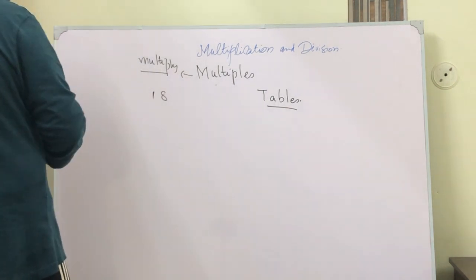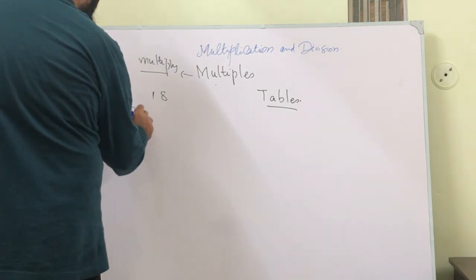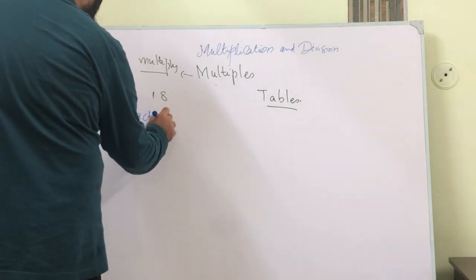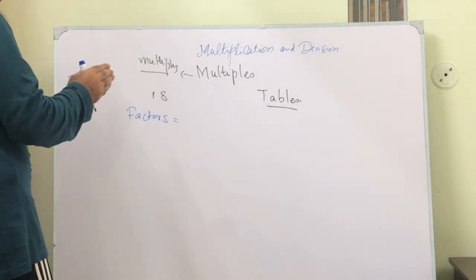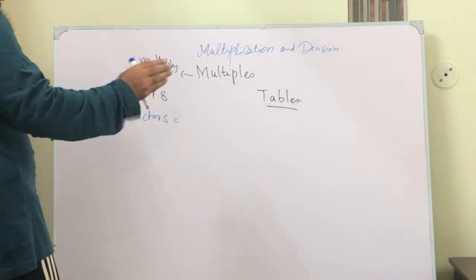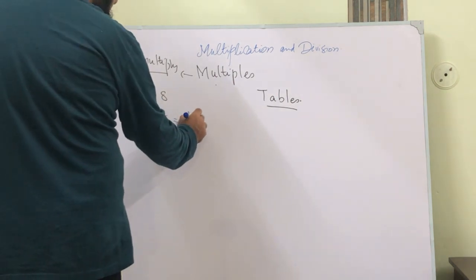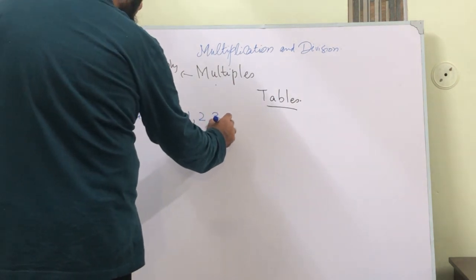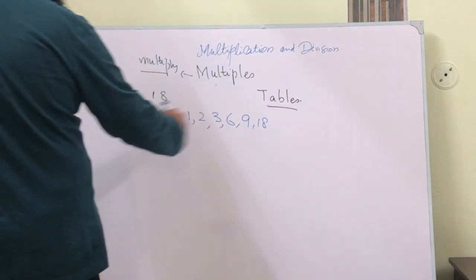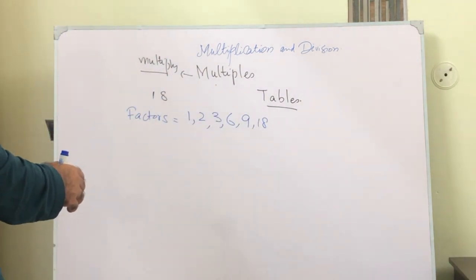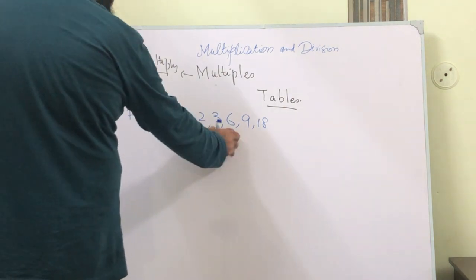When we talk about factors, we need to write the numbers which are the divisors where we get the remainder 0. 18 can be divided by 1, 2, 3, 6, 9 and 18. When we divide by these numbers, the remainder will be 0. So these are the factors of 18.